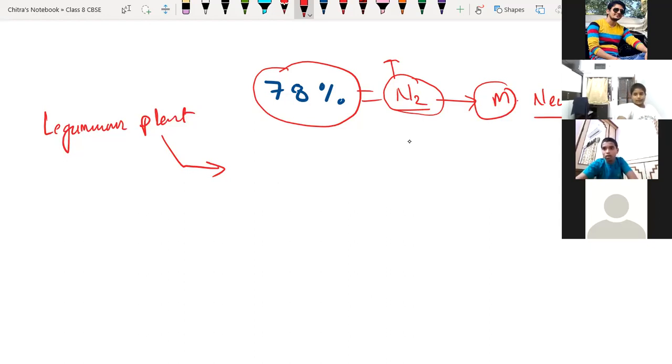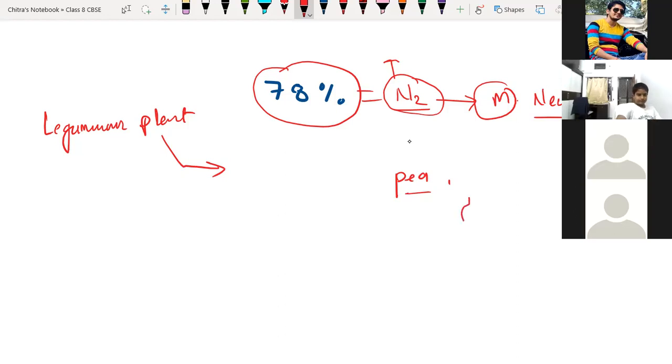Understood? Sir, can you once again repeat it? Okay. Do you know the pea, or the peanut, or the gram? If you break that pea, you will find two halves in the seed, like two parts.